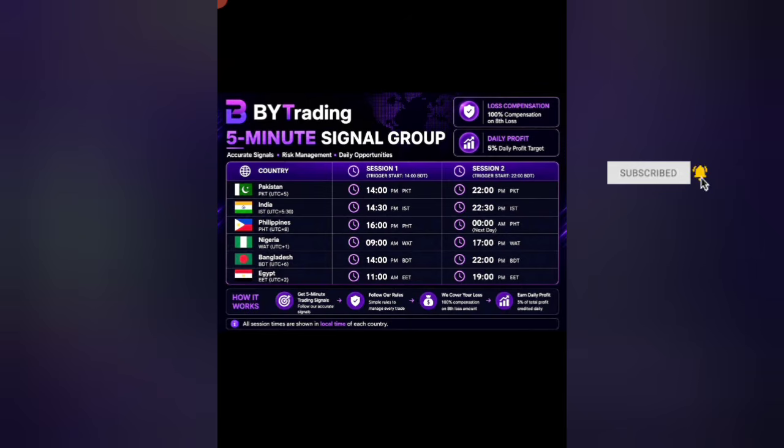But the 1 minute is always available, there's no trading section for it. For the 5 minute signal channel, it is 11 a.m. Egypt time and 7 p.m. Egypt time, which is 11 a.m. EST and 7 p.m. EST. That's the time zone. Now let's use the 1 minute signal to trade so that you can understand how to use the trading signal.